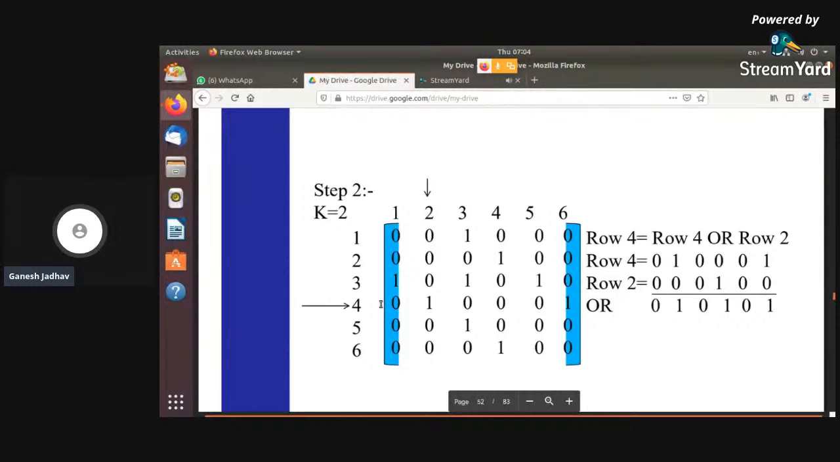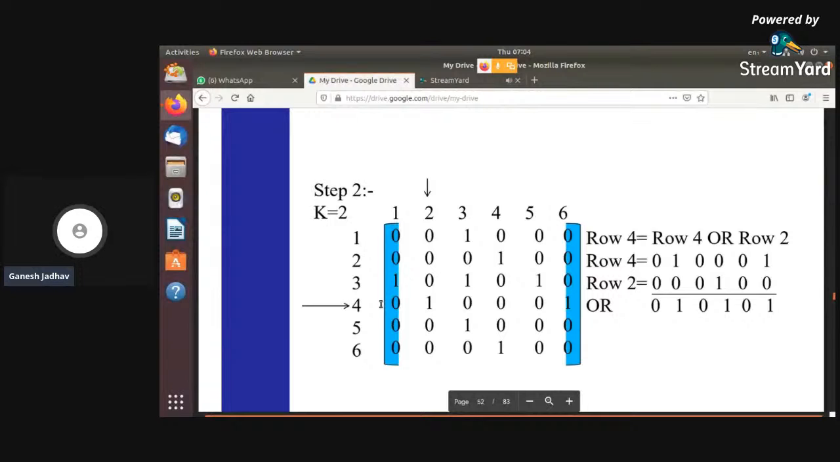Then k is equal to 2. So go to your second column and find out where is 1. You can find it here in the fourth row. This is the fourth row. So you require modification in the fourth row.